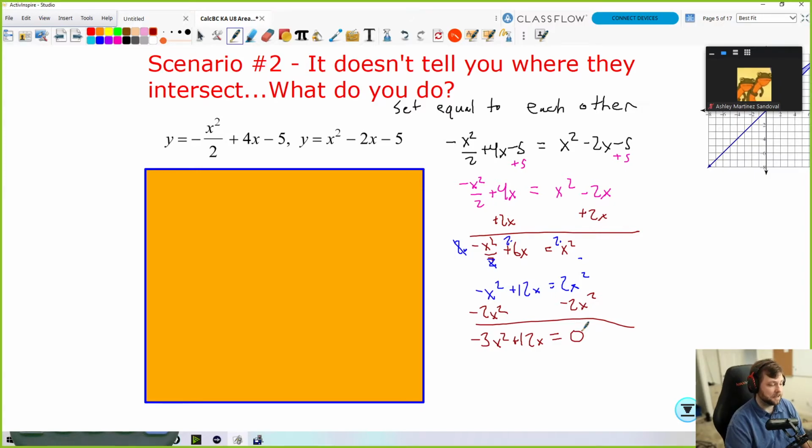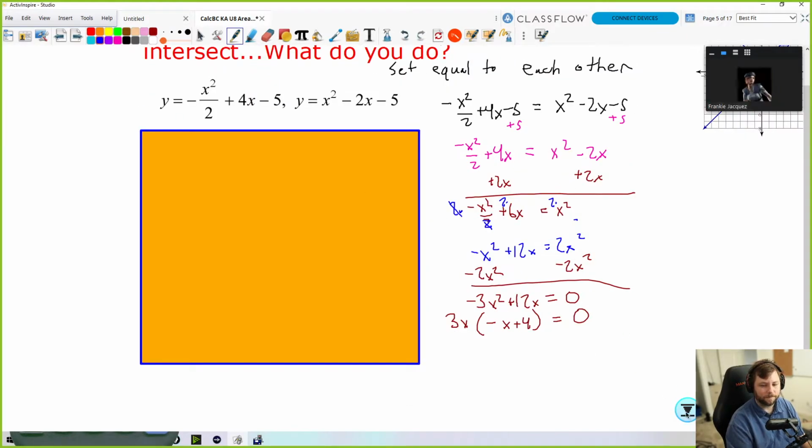The idea is to get it like this, isolated. Now I can use my algebra skills. Factor. I'm going to factor out a 3x, the greatest common factor. So I get -x plus 4 equal to 0. Yep. This one, you set this one equal to 0. So x equals 0. Then we have negative x plus 4 equals 0. So then x equals 4. Those are my 2 points that intersect.